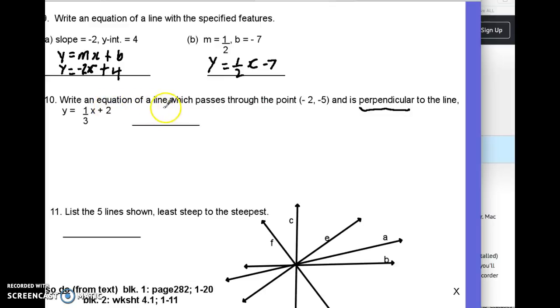Well, let's see. This line that we're looking for passes through this point, -2, -5, and it's perpendicular to this line. So there's a line, and we're looking for a line perpendicular to this line. So here comes the first question. What is the slope of this given line? Well, I could write it down like this. The slope of the given line, m sub g, is equal to 1/3.